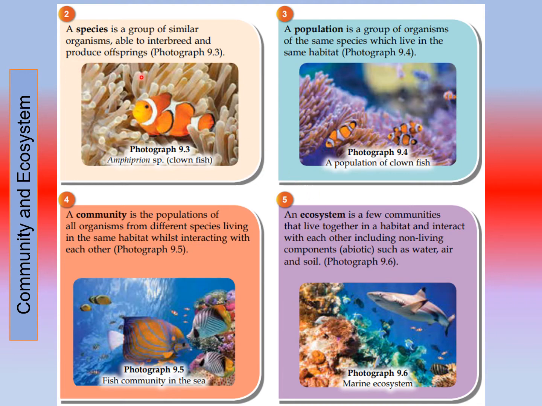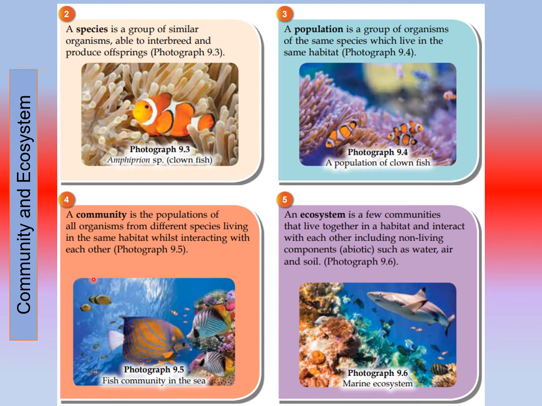Species. A species is a group of similar organisms able to interbreed and produce offspring. For example, here is a clownfish. And a population is a group of organisms of the same species which live in the same habitat. This is a population of clownfish.